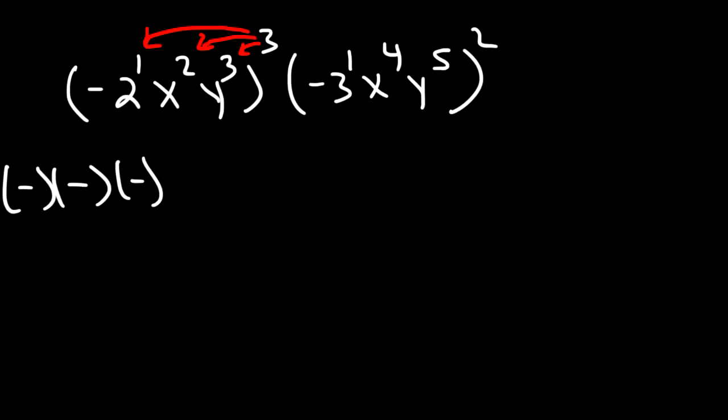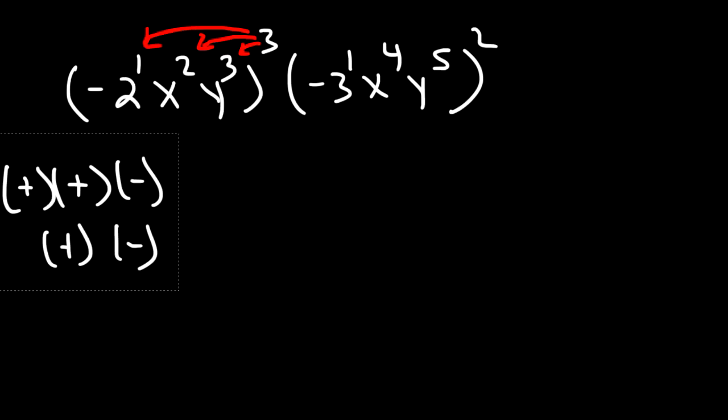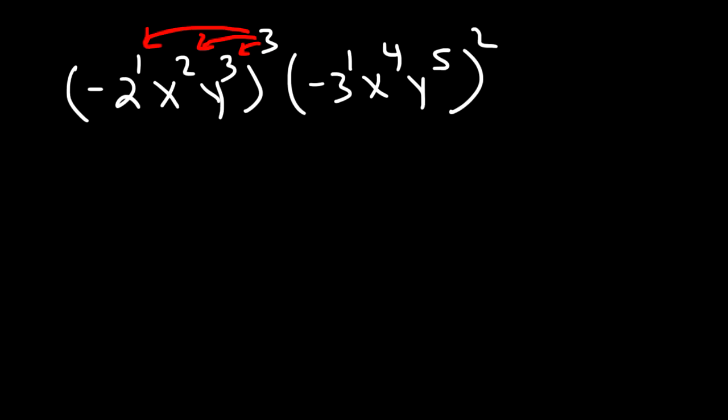If you have 3 negative signs multiplied by each other, the first 2 will become positive, and then a positive times a negative will give you a negative. So whenever you have an odd number of negative signs being multiplied, the end result is a negative answer. If you have an even number of negative signs being multiplied to each other, your end result will be a positive answer. So this is going to be negative, and then 2 to the 3rd power, and then 2 times 3 is 6, so that's going to be x to the 6th power, and 3 times 3 is 9, so y to the 9th power.